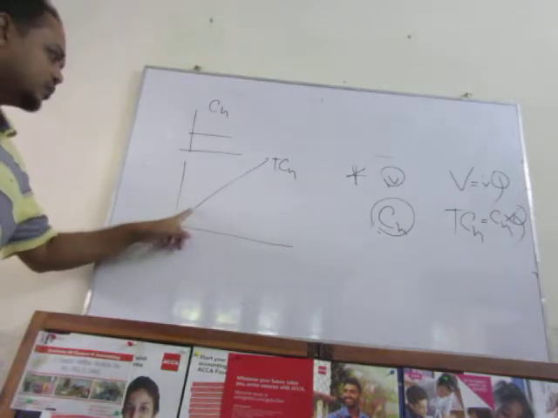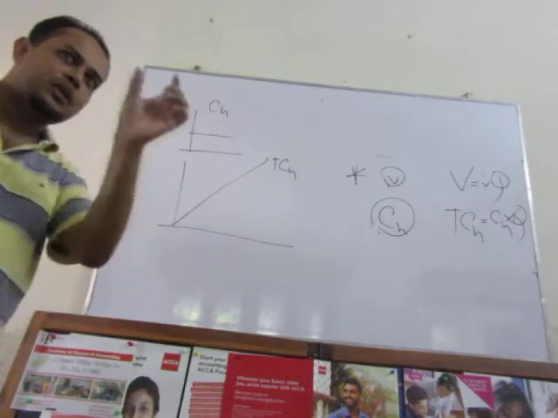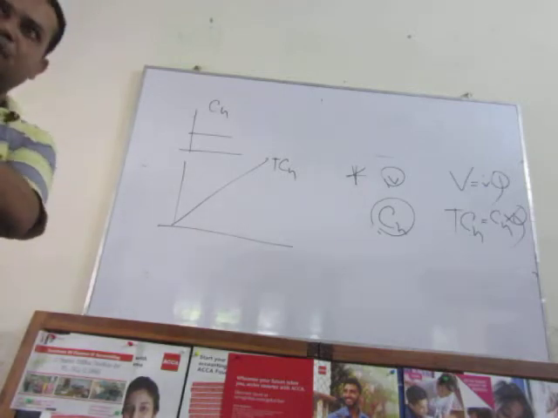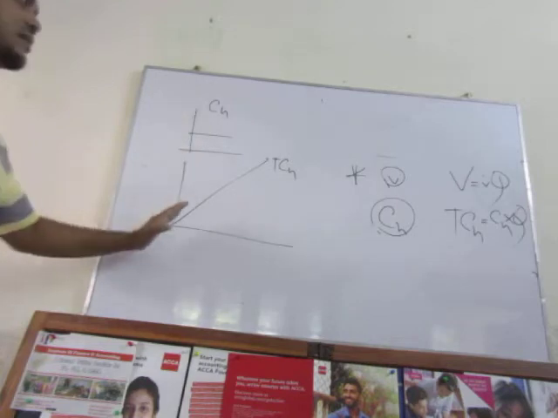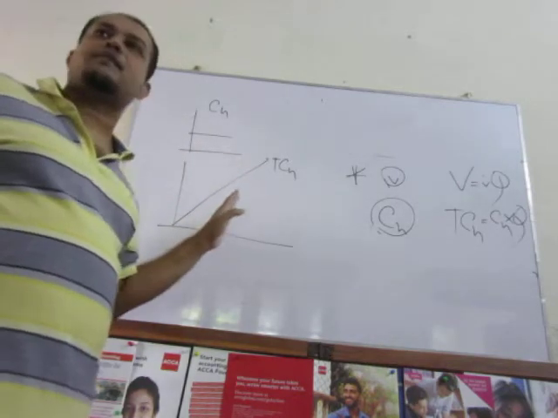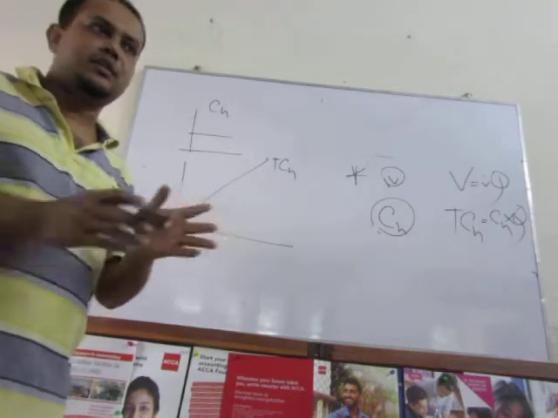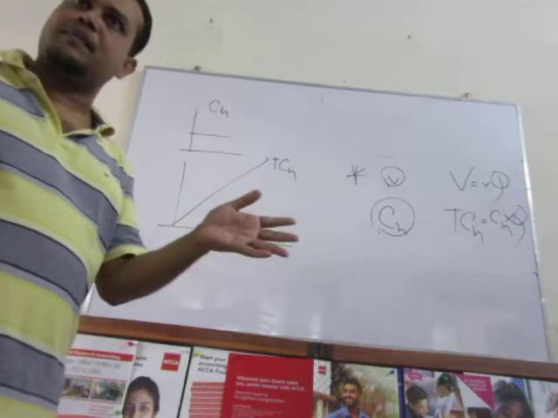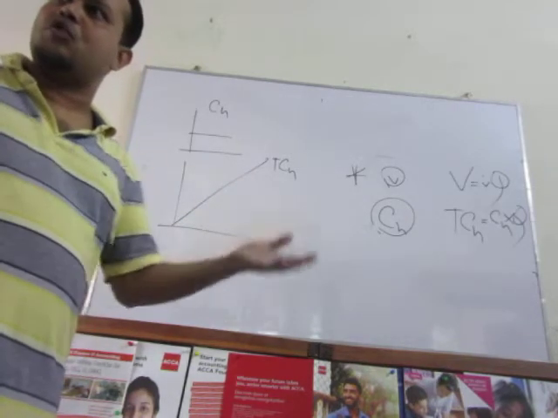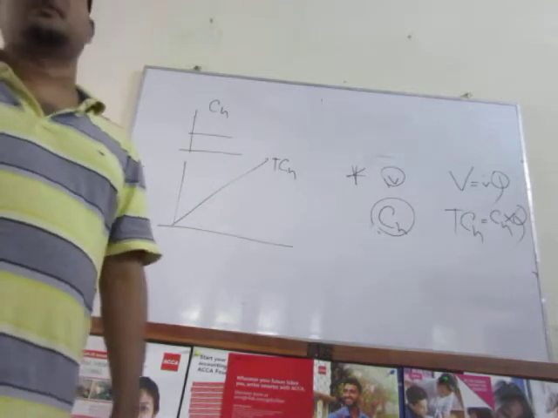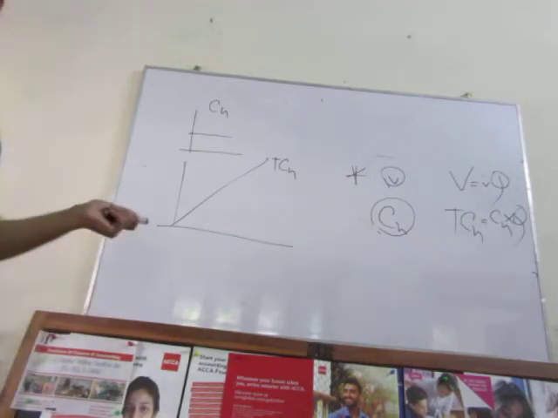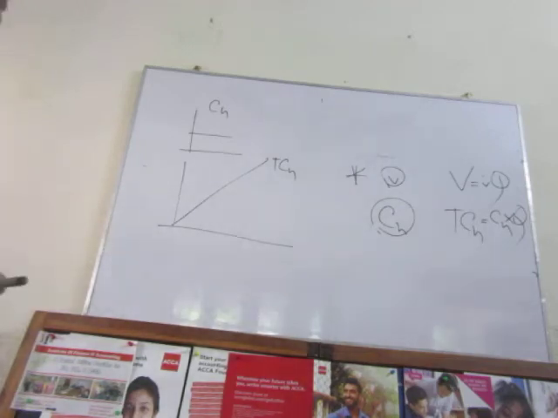Clear? Total holding cost actually increases by a constant amount. The constant amount is CH per unit. Clear? That's why this is a straight line, and this is just like the total variable cost. As you increase the held amount, as you store more, as you stock more, it will cost more, but at a constant level. That's why this is a straight line.